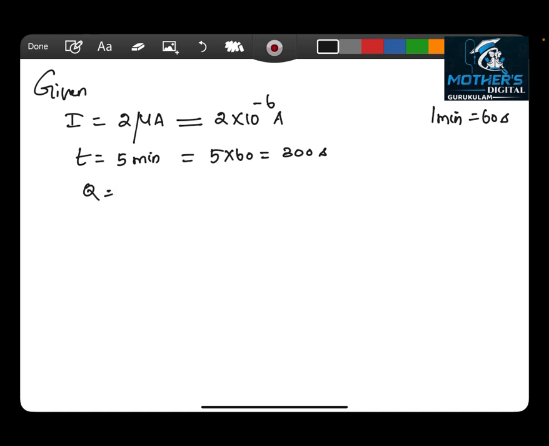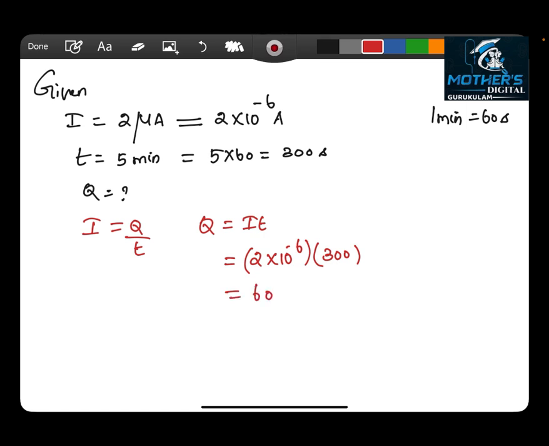We are going to calculate Q. So it's a direct problem. We know that I equals Q by T. From this, Q can be written as I into T. So substituting the values of I and T, 2 into 10 power minus 6 into 300, which will be 600 into 10 power minus 6 coulomb. This can also be written in standard notation as 6.0 into 10 power 2 minus 6. So Q equals 6 into 10 power minus 4 coulomb.